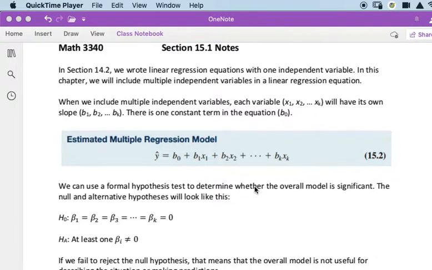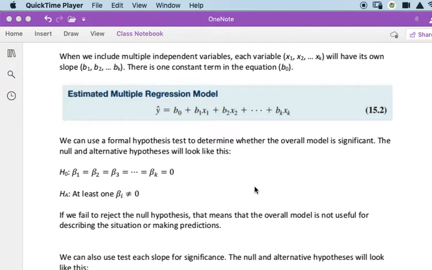So we're going to use Minitab to find the equation, of course. We're also going to use Minitab to test the hypotheses about whether the overall model is significant. So our null and alternative hypotheses for these tests will look like this. And this should look somewhat similar to the null and alternative hypotheses for an ANOVA test.